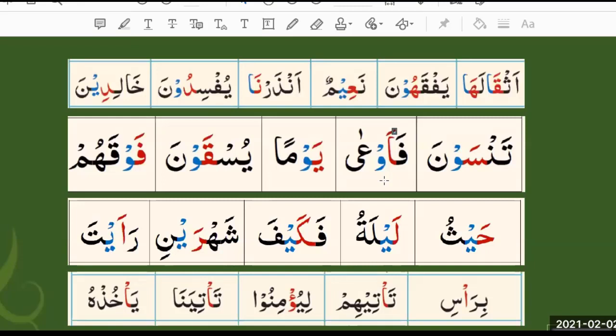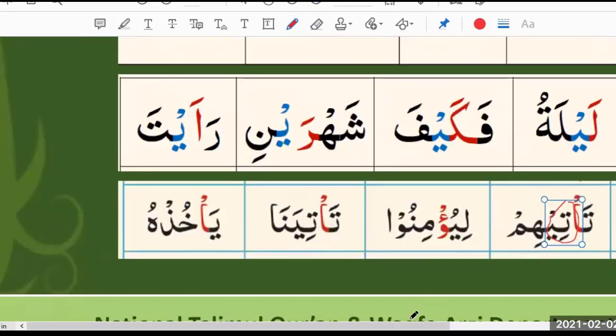Ta'tihim. No. Ta'tihim. No. What is the next letter? This letter. Next to the alif, what is the next? If I just circle this one, what is this letter? Which letter is it? I just circled this one. That's ta. Yes. Now you. So that's ta. Ta'tihim. Liyu'minu. Ta'tiyana. Ta'tiyana. It's a T sound, not C. T. Ta. Yeah, ta'tiyana. I said T. I didn't say C. Okay. It may be me. Okay, sorry. I said T. That is ta. Okay, Jazakumullah. Next one.